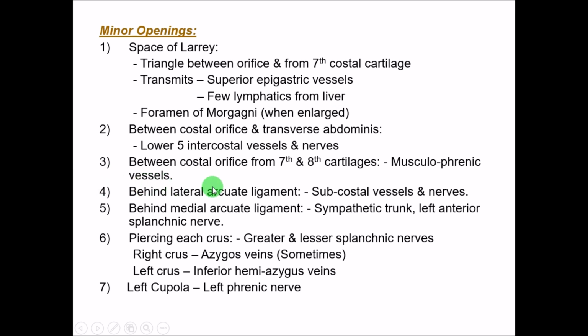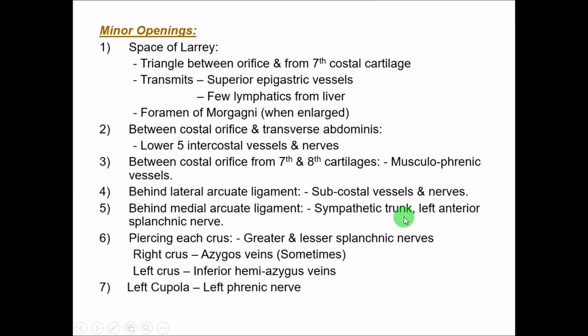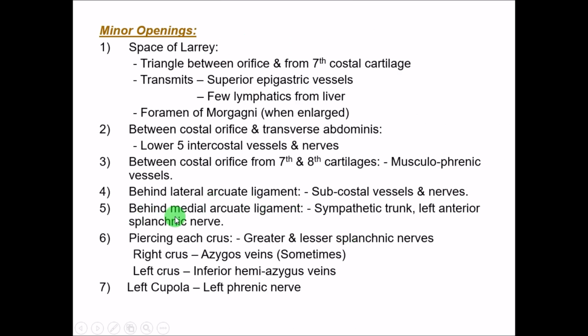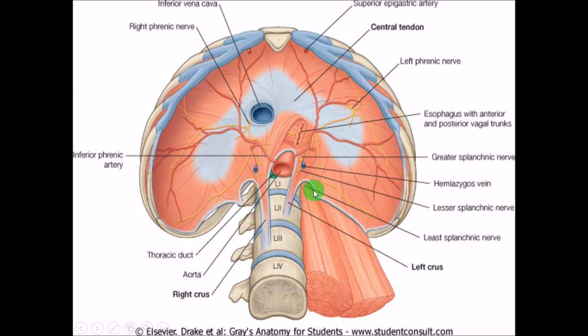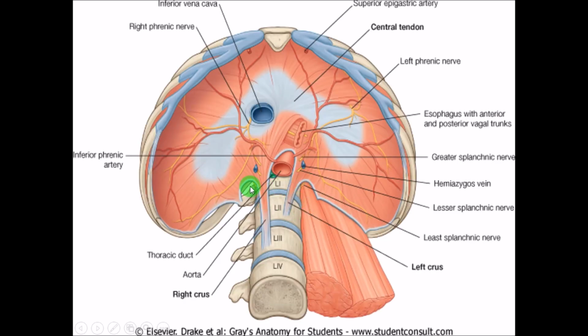Then behind the lateral arcuate ligament, we have already seen the lateral arcuate ligament was here. So this is the lateral arcuate ligament, and behind that the subcostal vessels and nerve will be passing. Then behind the medial arcuate ligament, the sympathetic trunk as well as the left anterior splanchnic nerves will also be passing. So beside the medial, we have the splanchnic nerves which will be entering from the thorax, as well as the sympathetic trunk, here on either side.